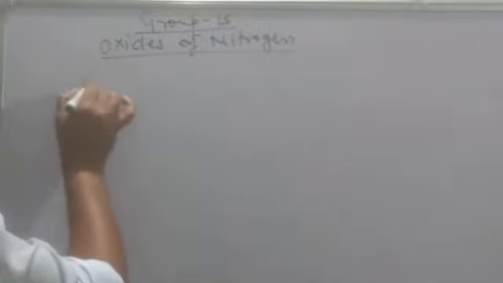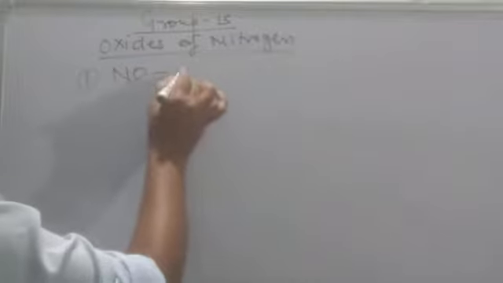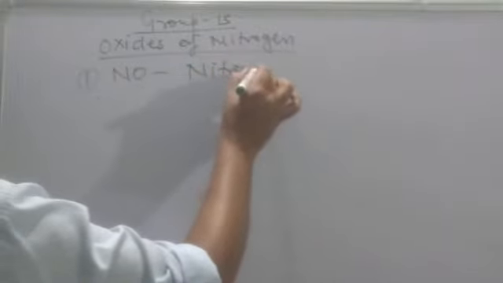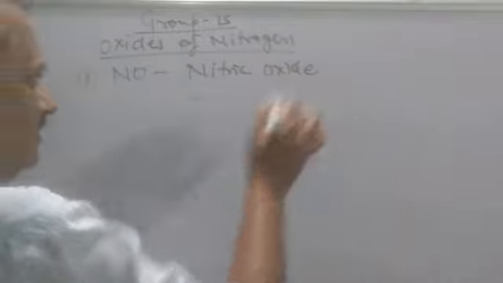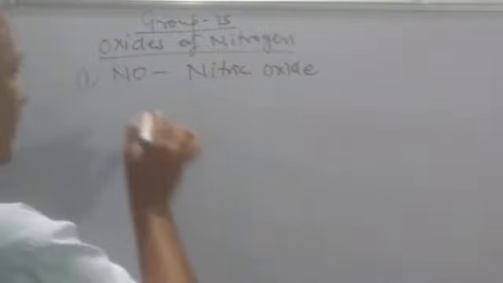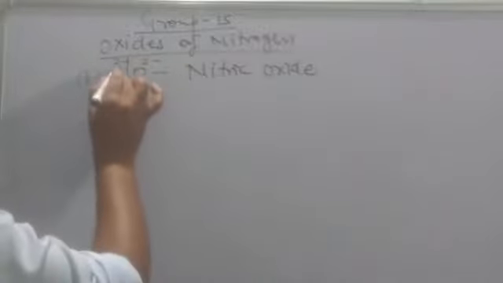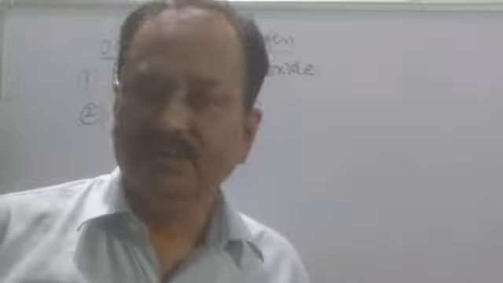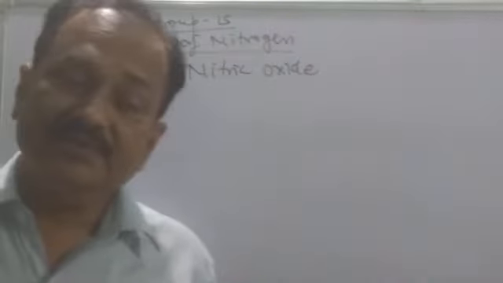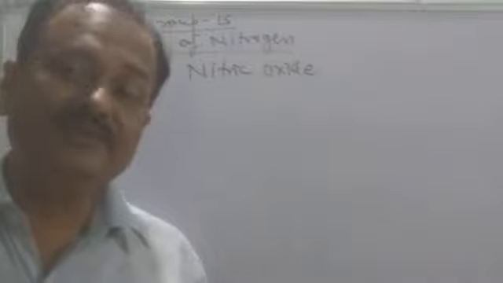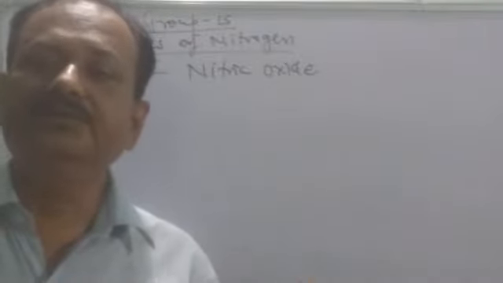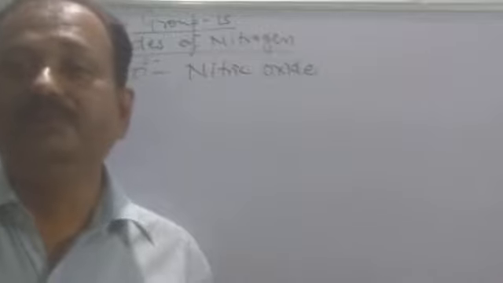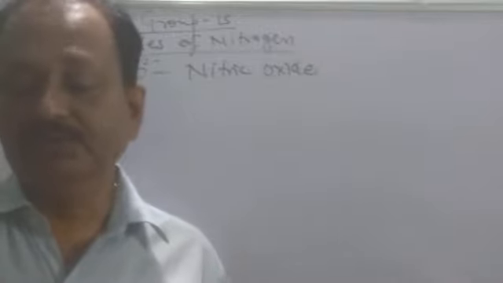And the first oxide is NO. It is nitric oxide. Now see, here oxygen has a valency of 2 minus, so here nitrogen will have 2 plus. So here nitrogen has an oxidation state of 2 plus. This is nitric oxide. Nitric oxide is formed by the oxidation of nitrogen gas in internal combustion engines, or engines which run on any fossil fuel.